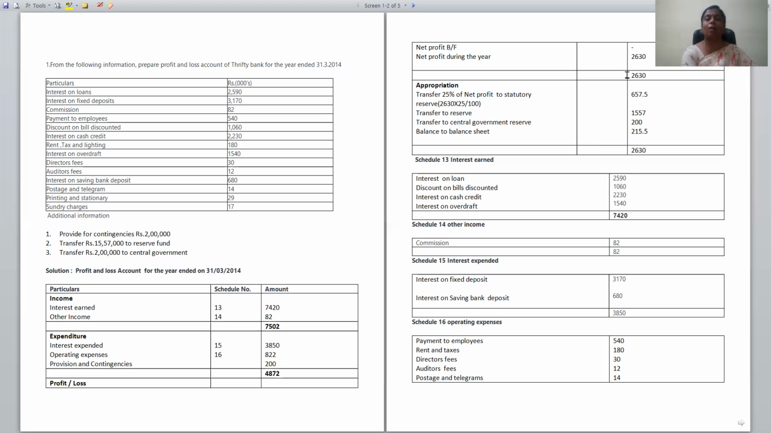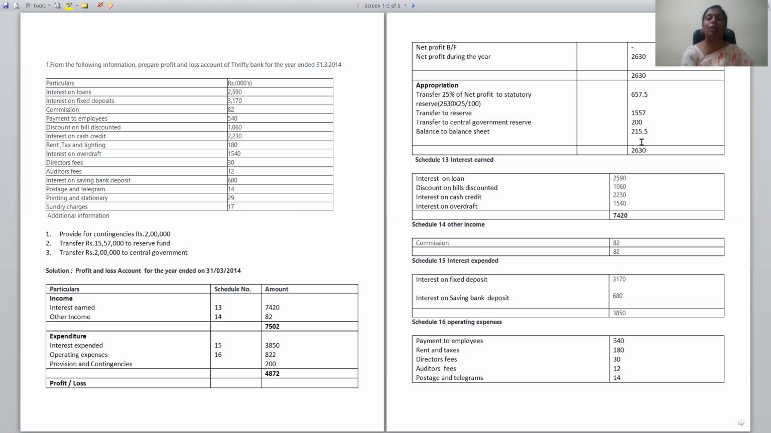The last part of your profit and loss account is your appropriation. Under appropriation, the first and foremost thing is 25% of profit should be transferred to your statutory reserve. So 25% on current year profit comes to 657.5. Kindly note that 0.5 is 500. As we have taken excluding 3 zeros, we have to consider that point also, because it is worth 500 rupees. So transfer for reserve is given in your additional information, as well as your transfer for central government. If you take those transfers, the remaining balance which we have to transfer to the balance sheet is 215.5.